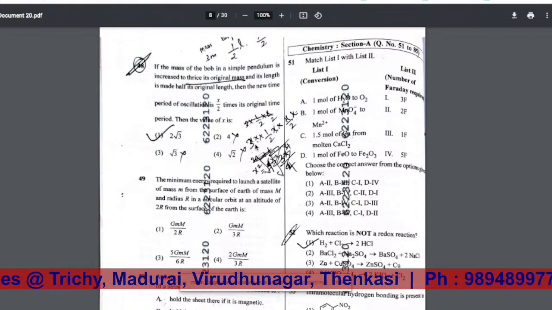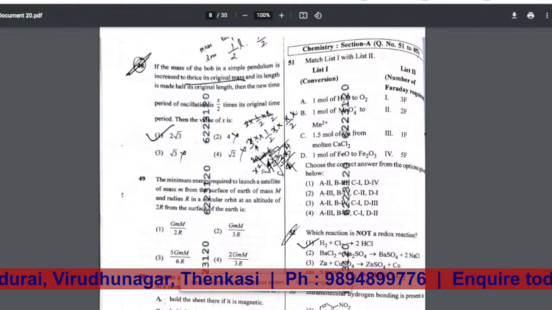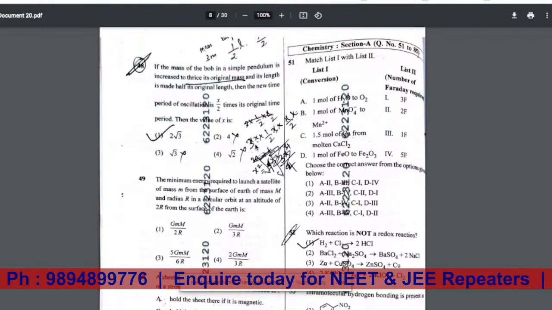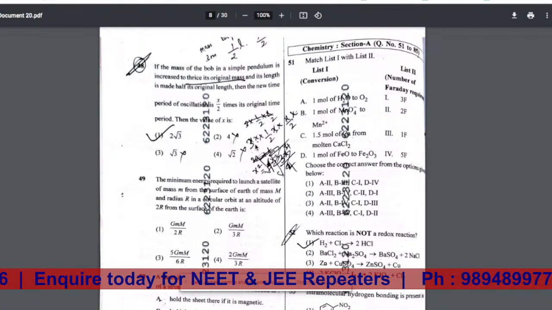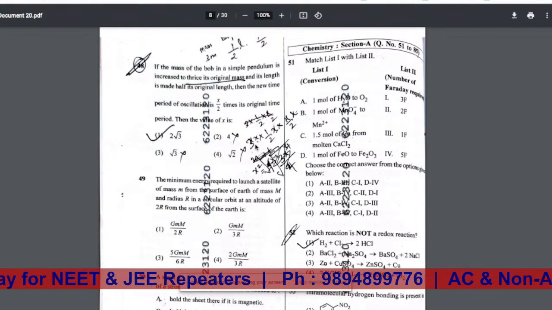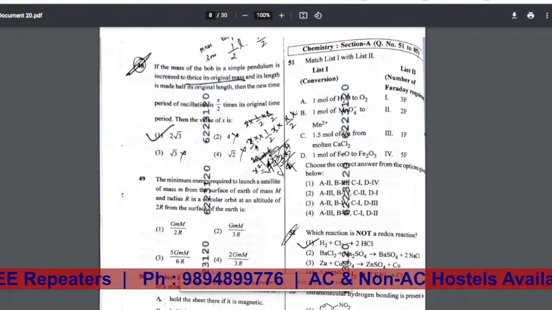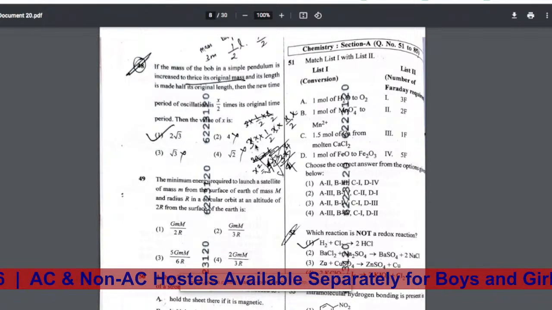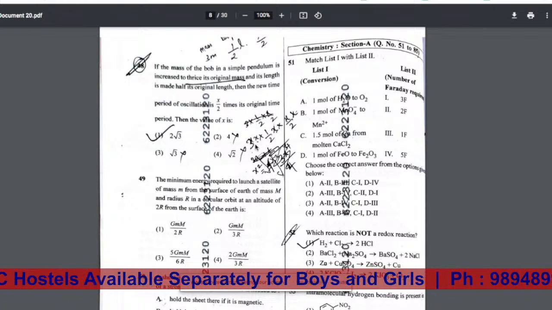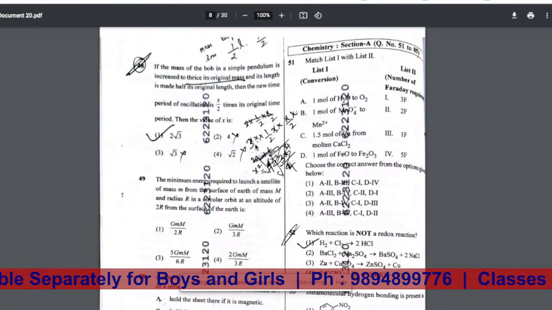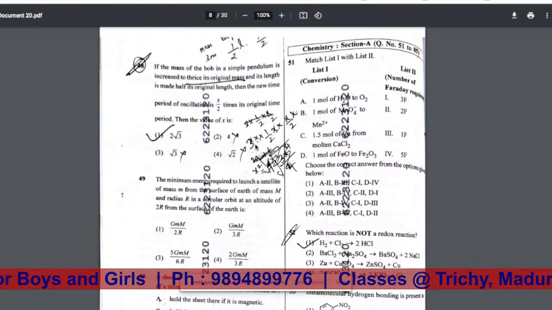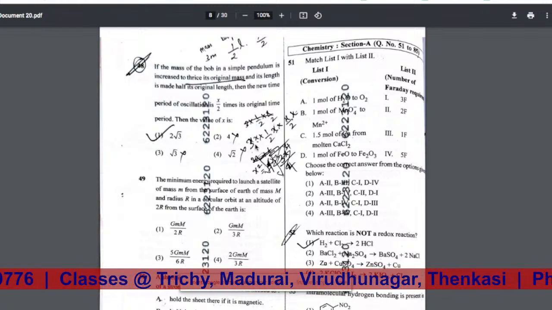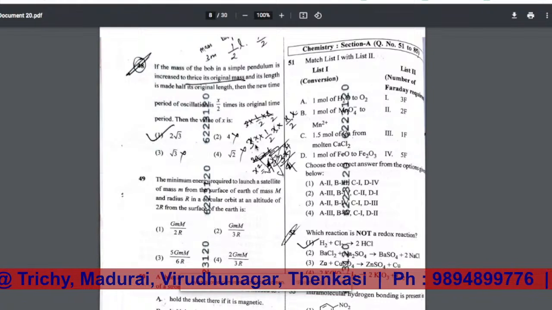Now C part, 1.5 mole of calcium from molten CaCl2. The oxidation state of calcium in CaCl2 is +2. It is changing from +2 to 0, because calcium without any charge has 0 charge. For 1 mole of calcium, 2 electrons change. For 1.5 mole of calcium, 3 electrons change. It means 3 mole electrons, 3 mole electrons means 3 Faraday. So C part is matching with first part, column second.